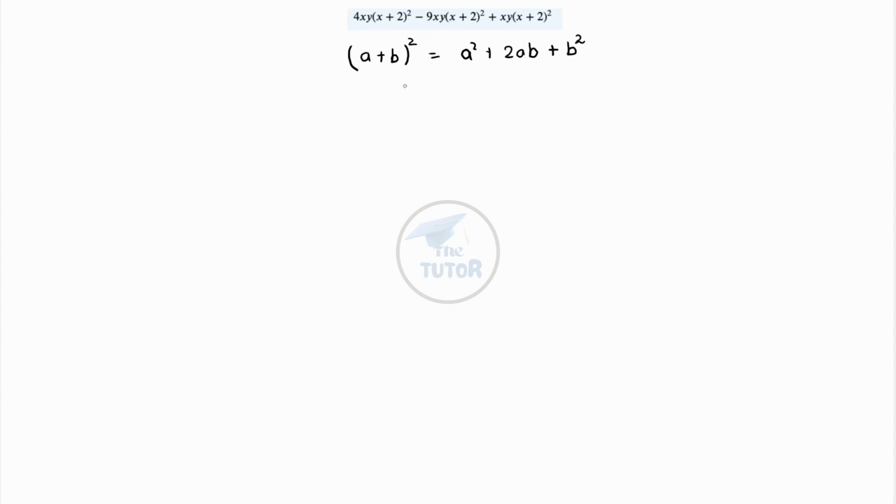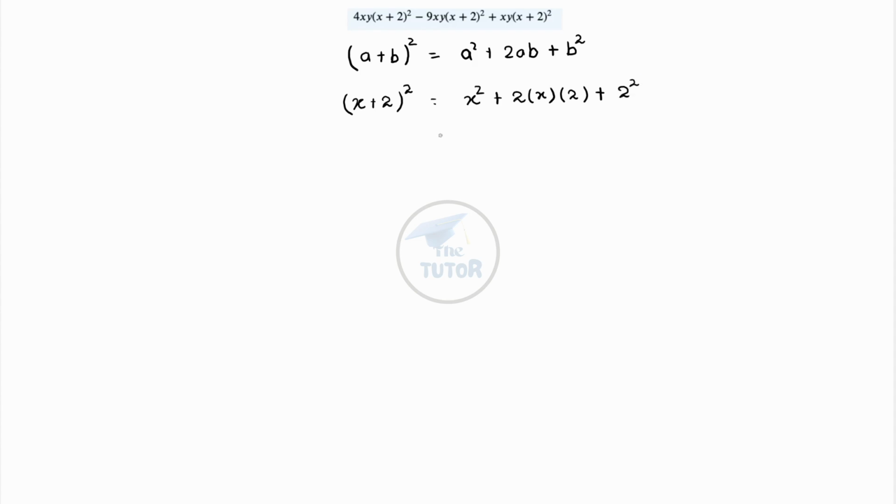And yes, when you open the brackets for x plus 2, we want to expand it using this identity. See what is at the place of a and b. Open it respectively. a square is x square, plus 2 times a, which is x, times b, which is 2, and then plus b square, which is of course 2 squared.